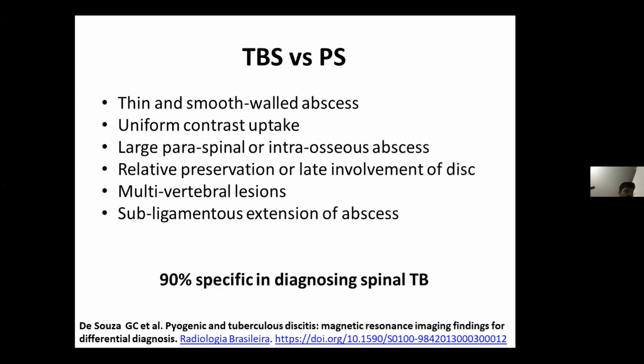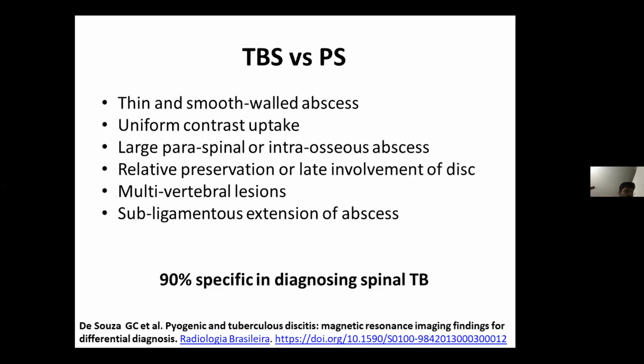these abscesses are typically thin-walled and smooth-walled as compared to the abscesses in the pyogenic spondylodiscitis. And in the tubercular spondylodiscitis, there is a relative preservation of the disc or a pretty late involvement of the disc as compared to a pyogenic spondylodiscitis, where a hyperintense disc is seen quite early.